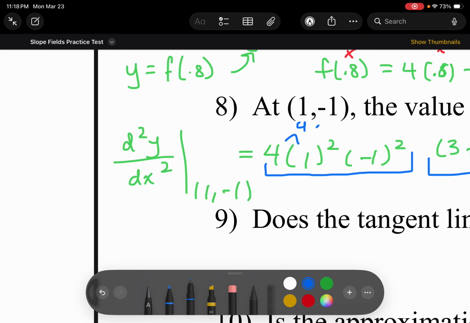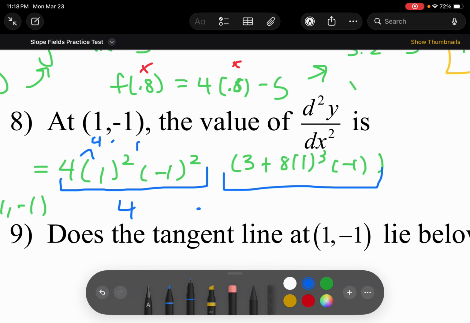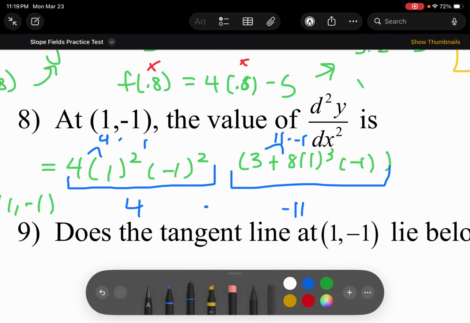So it's going to be 4 times 1. That's just going to give you 4. Times 3 plus 8. 3 plus 8 is just 11. 11 times negative 1 is just negative 11. And... wait. Did I do that right? Oh, shoot. My bad. I did not apply PEMDAS correctly. That is my bad. Alright, there you go. Let's clean that up.